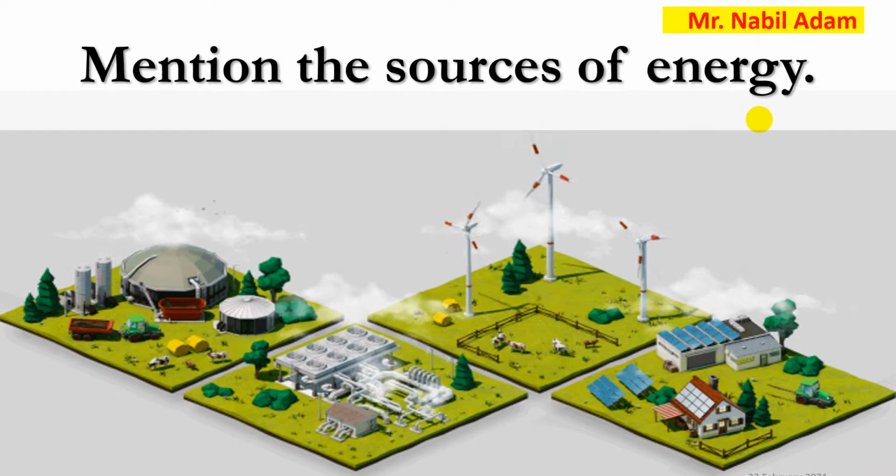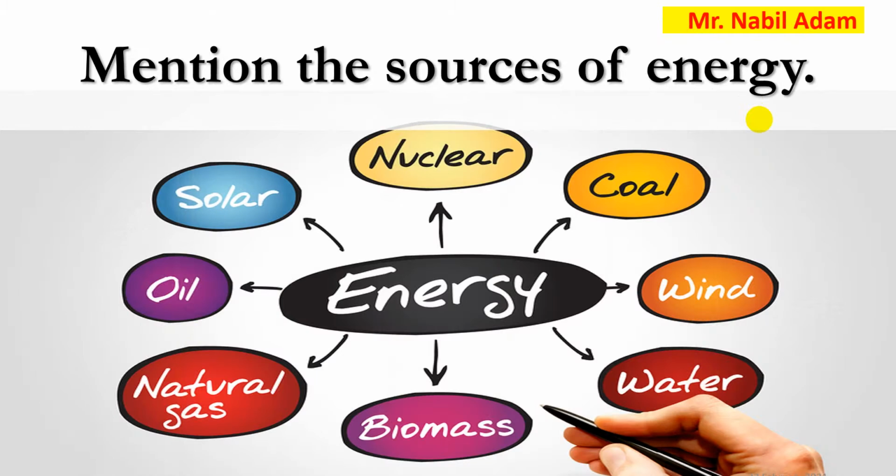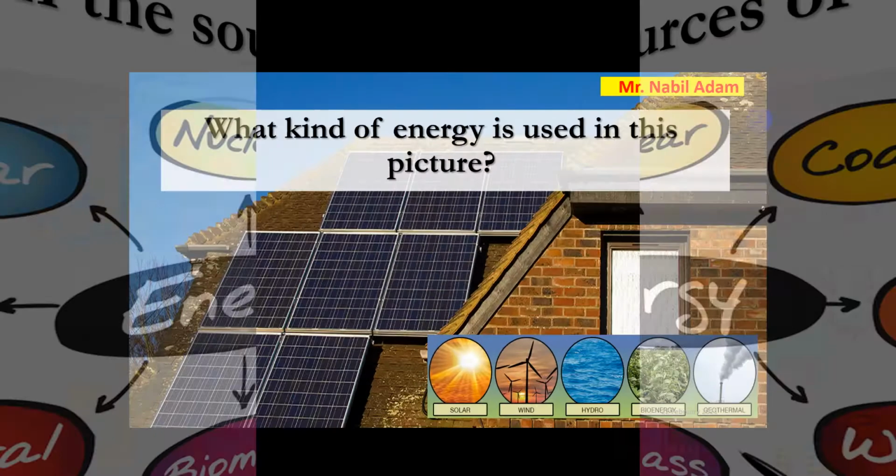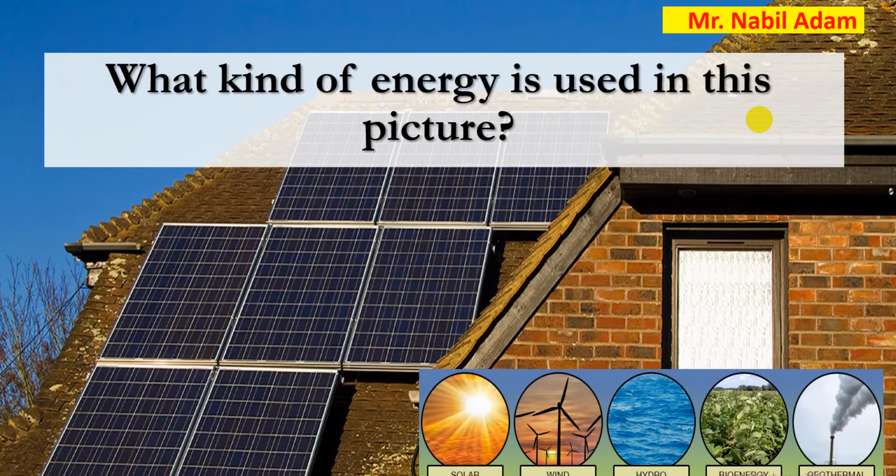There are different types of sources of energy, as we mentioned before, renewable and non-renewable. These are some examples like solar energy, nuclear energy, coal, wind power, wind energy, water power or wave power, biomass, natural gas, and oil. So these are different sources of energy. Some are renewable and some are non-renewable. Look at the picture here. What kind of energy is used in this picture? Yes, it comes from the sun. It's called solar energy.